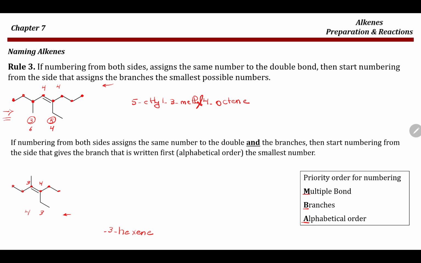So we are ending up with the same numbers. In this case, since we have the same numbers, we have to use the alphabetical order rule, which is the group which is written first according to alphabetical order should be given the smallest possible number. That's why ethyl goes first, and that's why it gets a smaller number. So 3 ethyl, 4 methyl, 3 hexene.